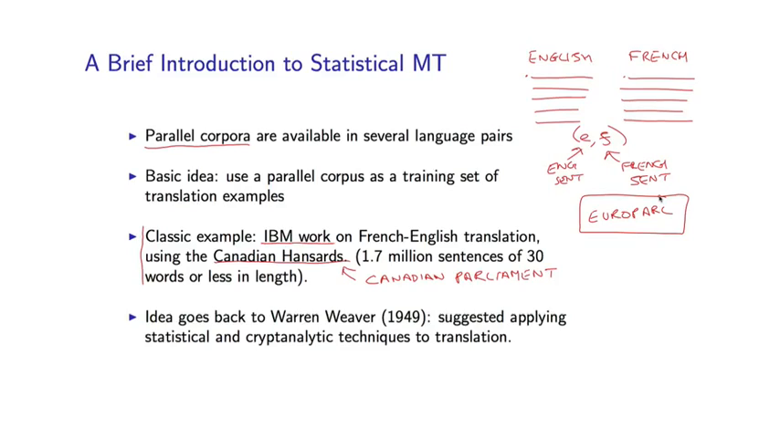So the first statistical machine translation systems came about in the early 1990s, largely due to these researchers at IBM. And as I said, the basic idea is to take some example set of translations and then to try to learn a statistical model which, given a new sentence in, say, French, will translate it into English.